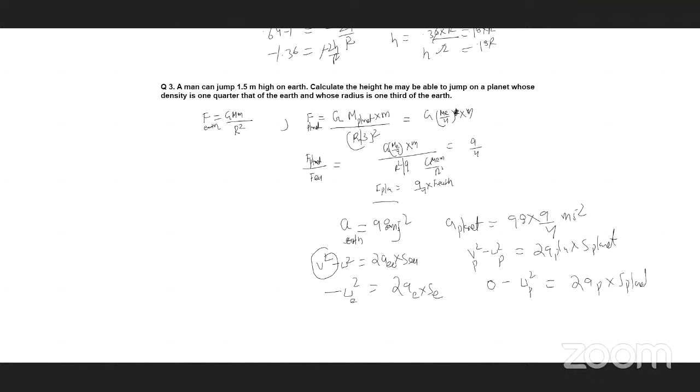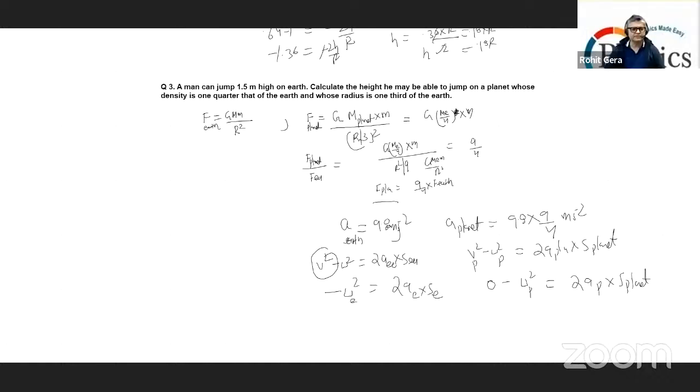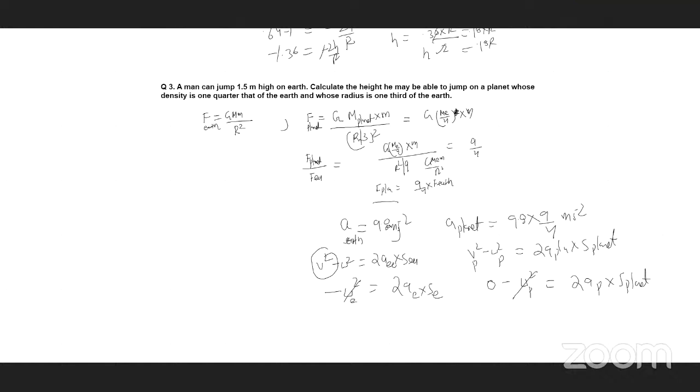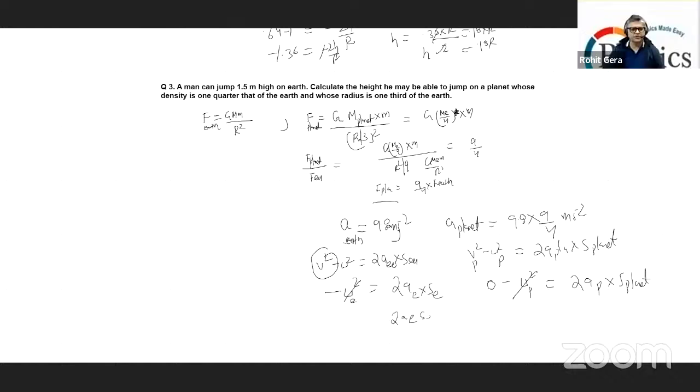वैल्यू सब्स्टिट्यूट कर दो ना. 9/4 इंटू ये 9.8 बराबर है. The initial velocity is same. So 2A Earth S Earth is equal to 2 into 9/4 A Earth into S planet. So 2 कट गया, और A Earth भी कट गया. So S planet is equal to 4/9 of S Earth. So it will be 4/9 of 1.5 meters. So 6/9, more acceleration due to gravity means less distance. भारी बहुत हो जाएगा ना वो.